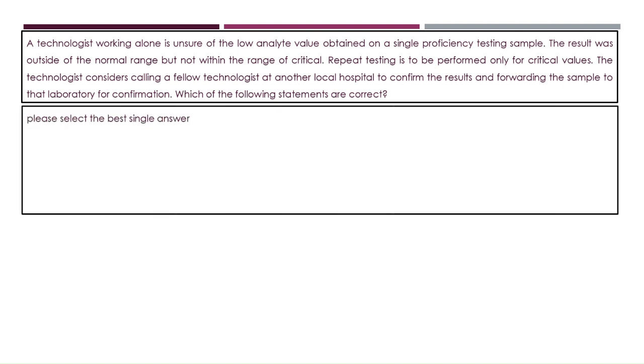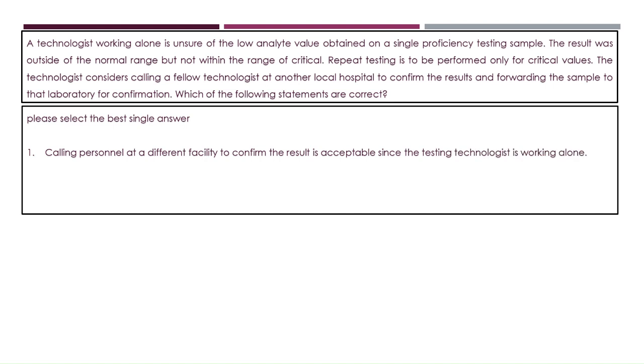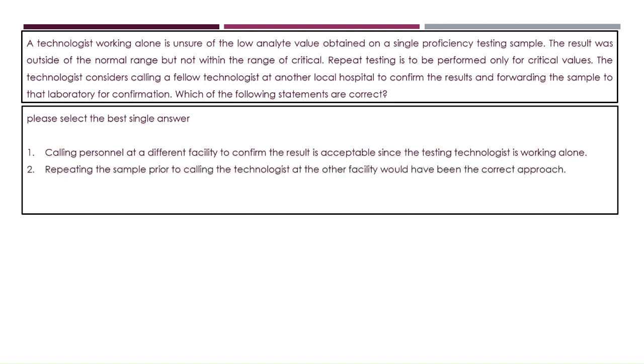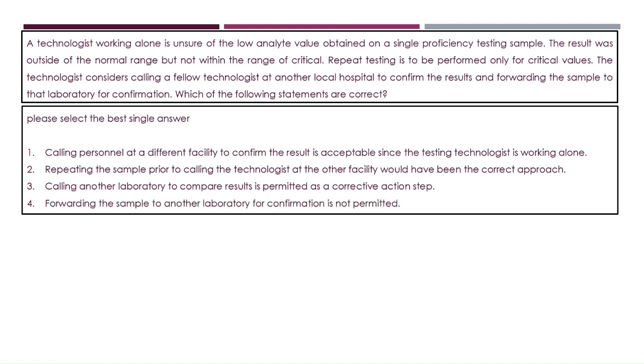Please select the best single answer. 1. Calling personnel at a different facility to confirm the result is acceptable since the testing technologist is working alone. 2. Repeating the sample prior to calling the technologist at the other facility would have been the correct approach. 3. Calling another laboratory to compare results is permitted as a corrective action step. 4. Forwarding the sample to another laboratory for confirmation is not permitted.